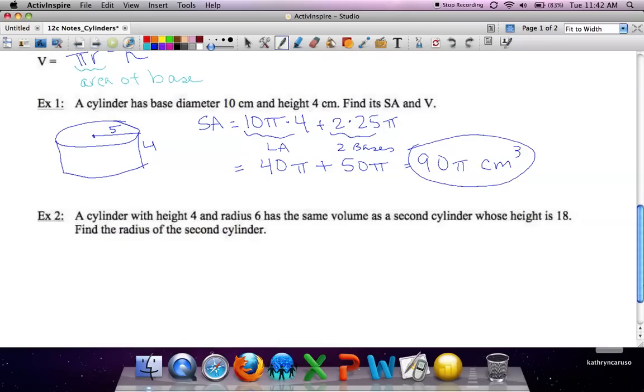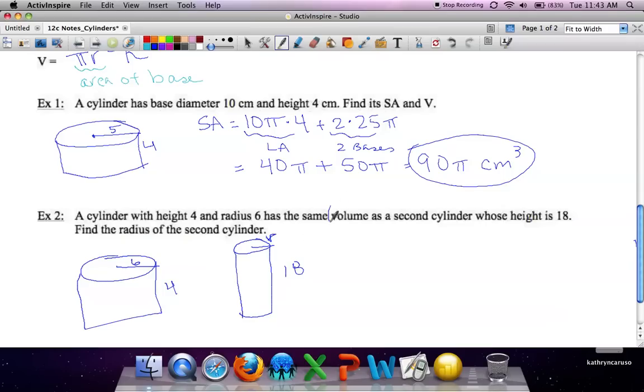Example 2: a cylinder with height 4 and radius 6 has the same volume as a second cylinder whose height is 18. Find the radius of the second cylinder. So again, we might want to draw them. The radius is 6 and the height is 4. The second cylinder has a height of 18, and we have to find r, the unknown.